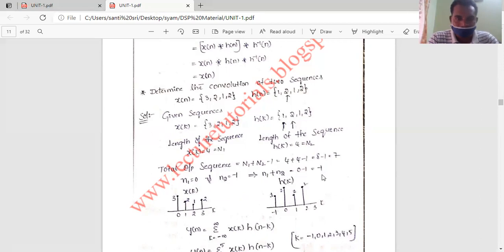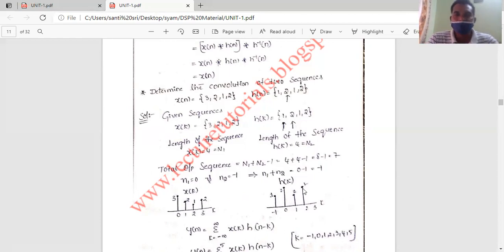Okay, right. Now we will draw the graphical representation of the first sequence and the graphical representation of the second sequence. X of t is at 0 it is 3, at 1 it is 2, at 2 its value is 1, and at 3 its value is 2. Similarly, at minus 1 its value is 1, at 0 its value is 2, at 1 its value is 1, and at 2 its value is 2.